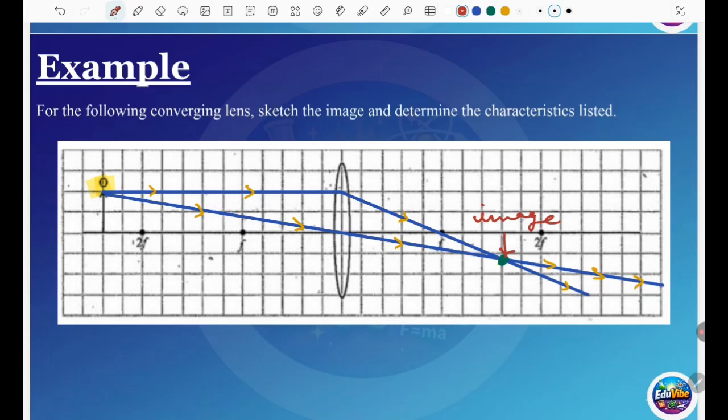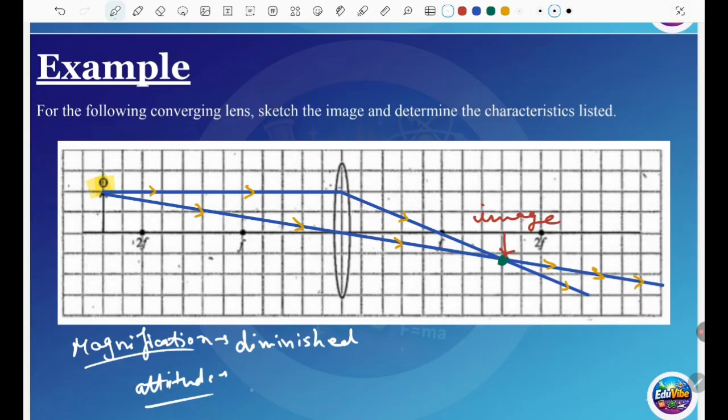So for this, the magnification is again diminished. This is smaller than the object. So it is diminished, the attitude of this is inverted, and the type you get is a real image. That's the thing for the convergent lens. It's easy. Okay, so these are two examples for convergent and divergent.